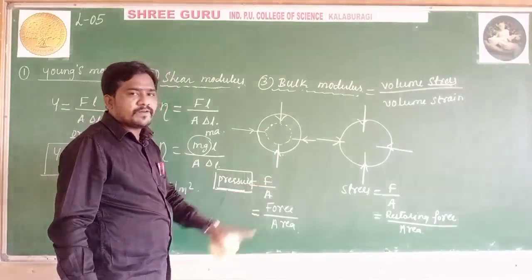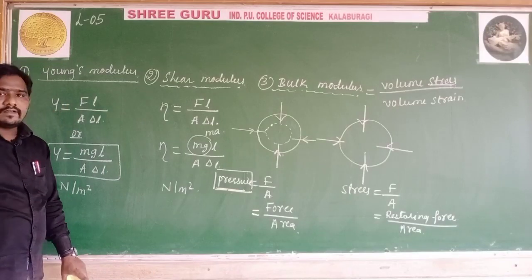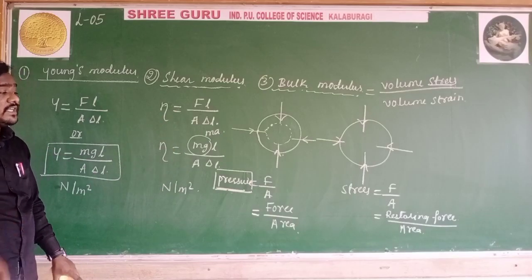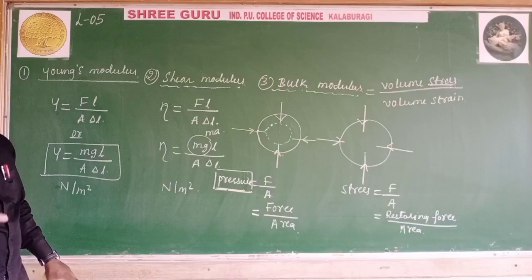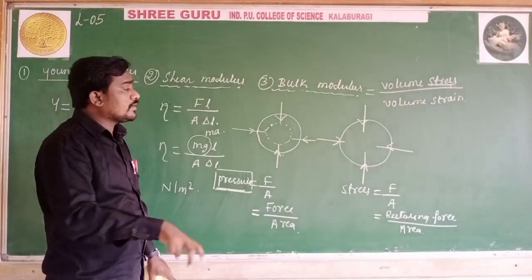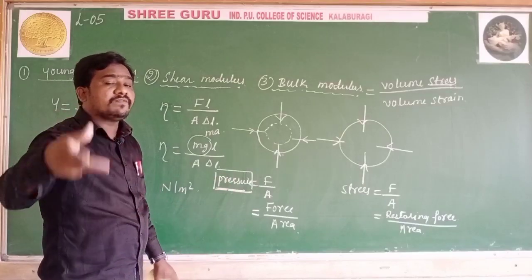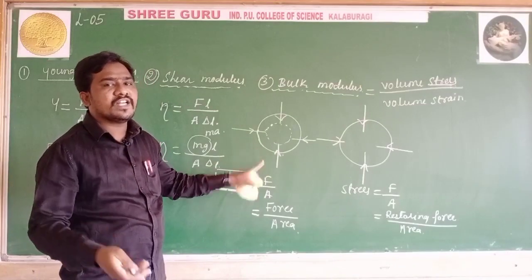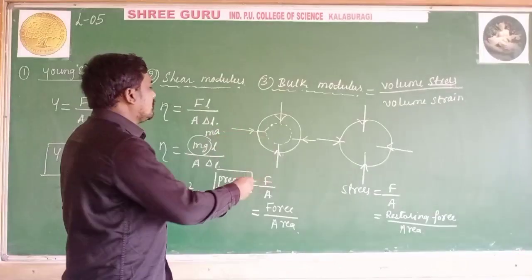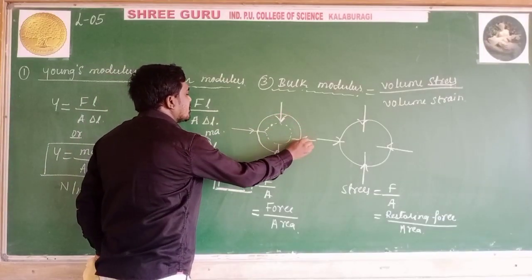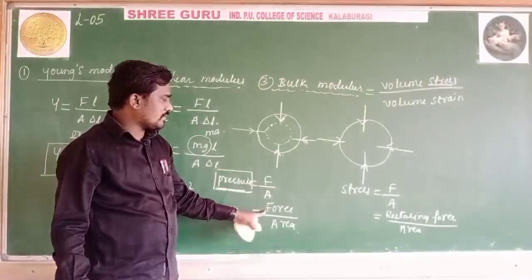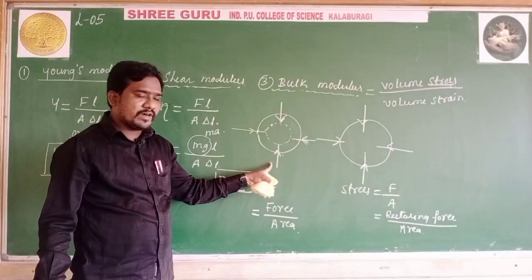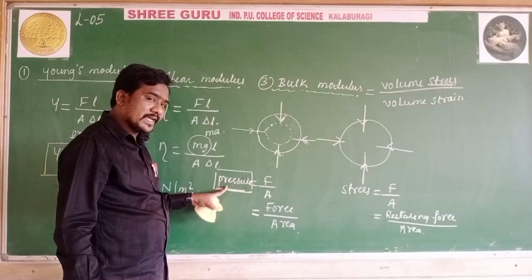Here we applied a deforming force in all directions, on a material which has no restoring force. But in those other types of materials, there is an internal restoring force. That internal restoring force helps the material regain its original shape and size after removal of the deforming force. But here, the material does not regain its original shape and size after removal of the external applied force. When we apply a force in all directions on such materials, that force acting per unit area we call pressure.